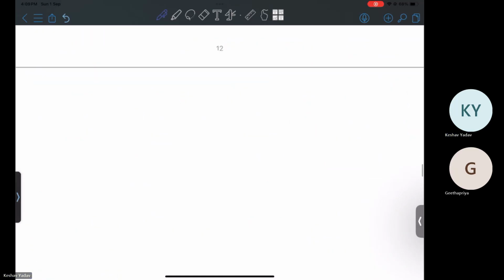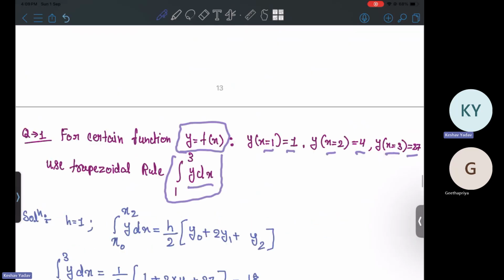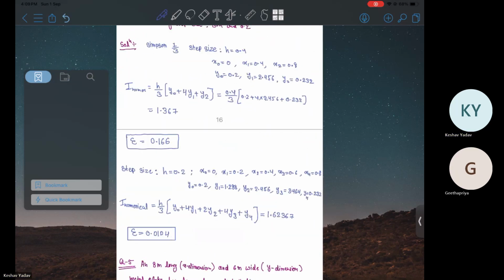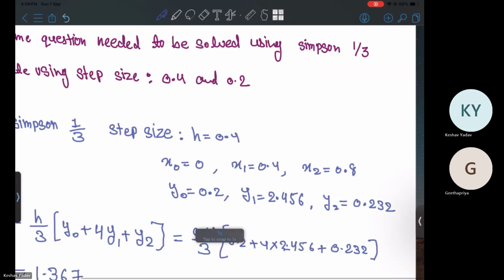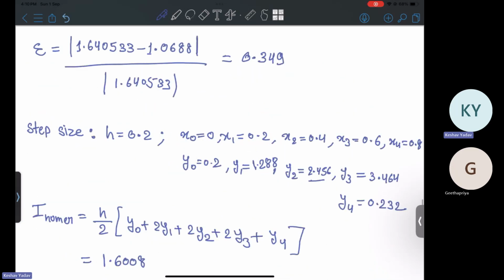So now if I want to go for the Simpson 1/3 rule, I have one more similar problem. Let me show you again. Here we need to solve the same problem using the Simpson 1/3 rule, considering step sizes of 0.4 and 0.2. For the 0.2 case, I will solve.